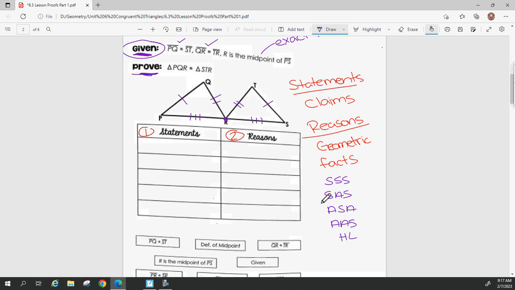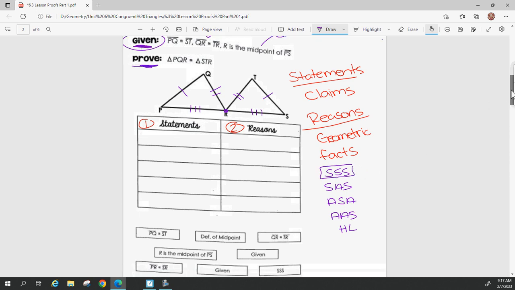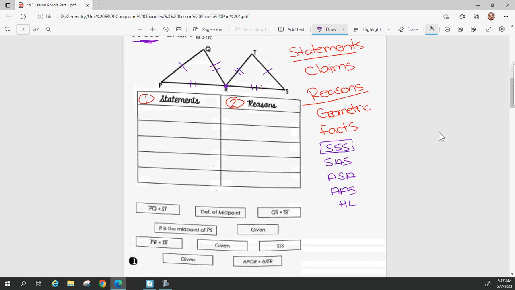We have 5 options, and since we're proving these triangles congruent, there's not going to be a not enough information option. We're definitely going to be able to show that they're congruent. So if you look at these two triangles, hopefully you have decided that side, side, side is the best method. And actually, if you look at the options down here, side, side, side is the only option.